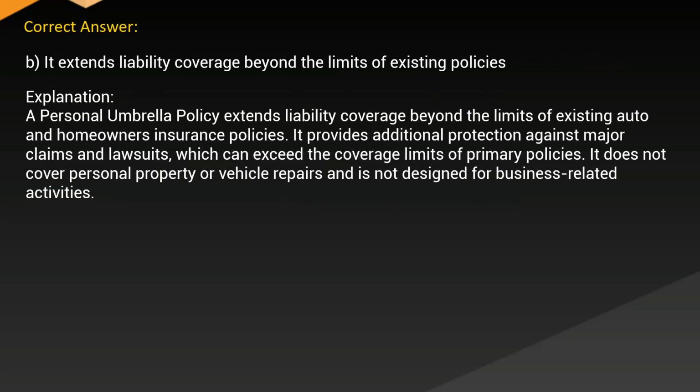Correct answer. B. It extends liability coverage beyond the limits of existing policies. Explanation. A personal umbrella policy extends liability coverage beyond the limits of existing auto and homeowners insurance policies. It provides additional protection against major claims and lawsuits, which can exceed the coverage limits of primary policies. It does not cover personal property or vehicle repairs and is not designed for business-related activities.